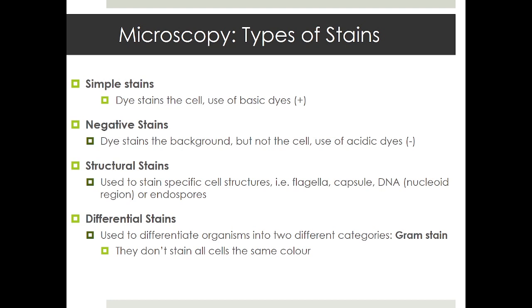And last but not least, we have differential stains. The most prominent stain in microbiology is probably the Gram stain, which helps us to distinguish two different groups of cells based on their cell wall structure. A differential stain simply helps us to exclude groups of cells from one another, to tell them apart based on some type of chemical property that they have.